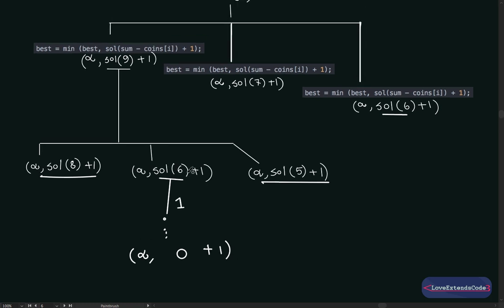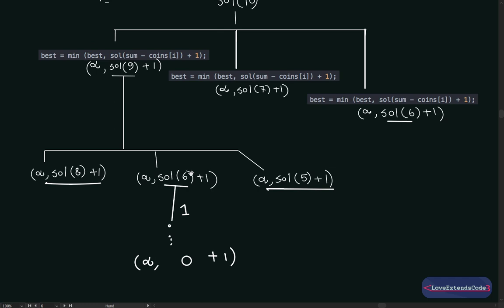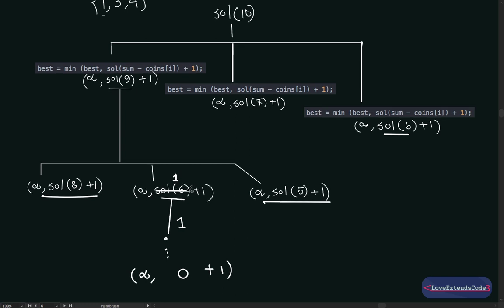Now sol of 6, now 1 will be assigned to sol of 6. I can write 1 here instead. So 1 plus 1 will return me 2. So the minimum of infinity and 2 will return 2 in this case.